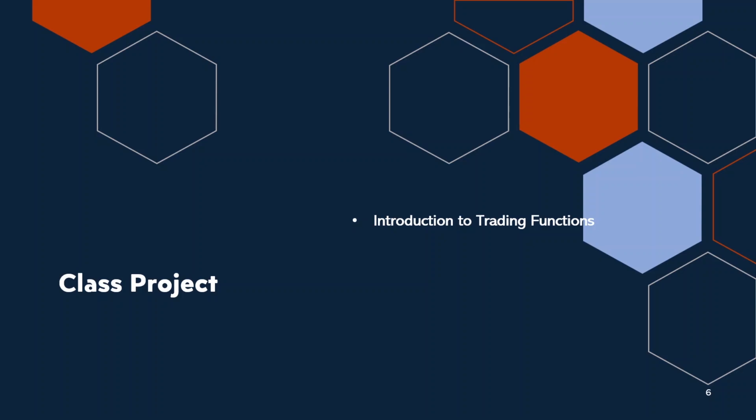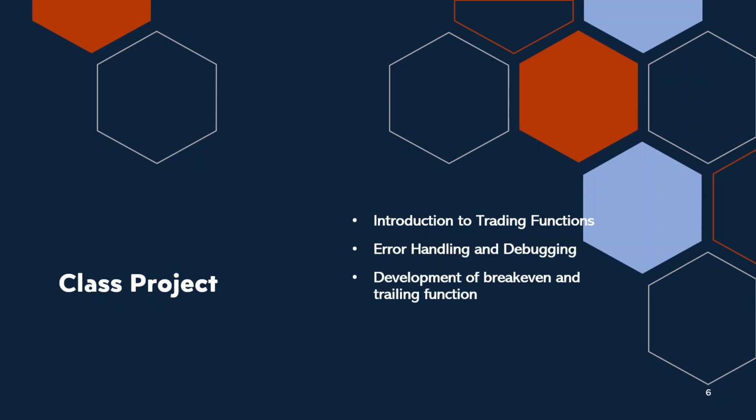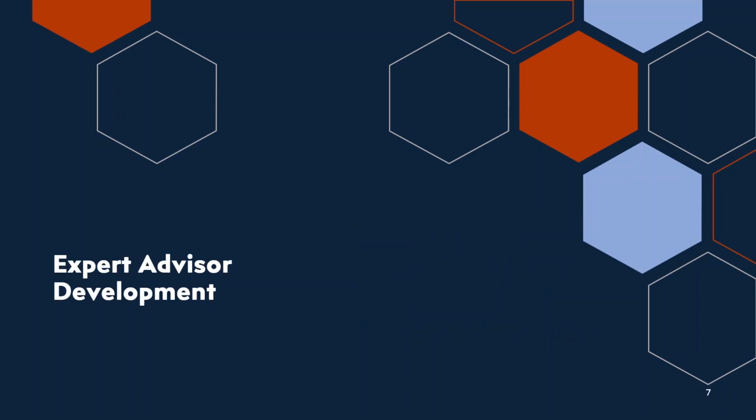Then we move into the class project, which is the fun part. I will introduce you to the trading function, then error handling and debugging, development of the break-even function and trading functions. We are going to develop a pyramiding function. In case you do not know what pyramiding is, we are going to be talking about that in the lectures. Then we move into expert advisor development.